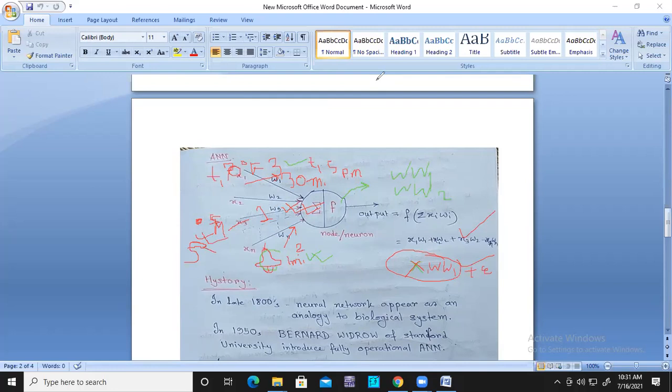Otherwise, you can go further into this neural network. Neural network is very important and interesting also. But if you couldn't listen to it or understand, then it will just become very hard.